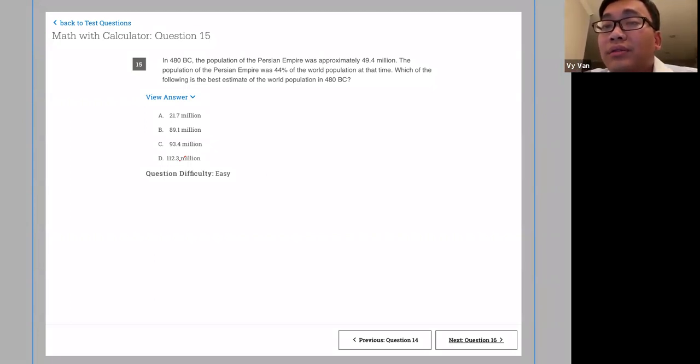So in 480 BC, the population was 49.4. The population was 44% of the world population at that time. Okay, so we know that PE, Persian Empire, is 0.44 because 44% of the world. Yes, and we know that PE is 49.4.